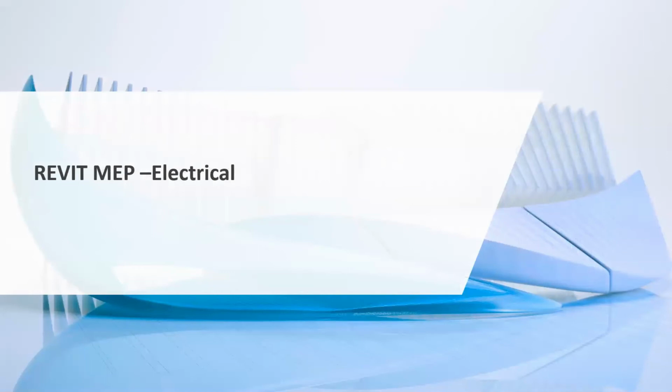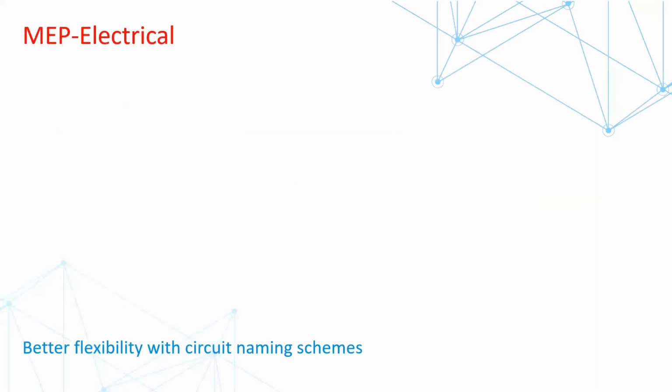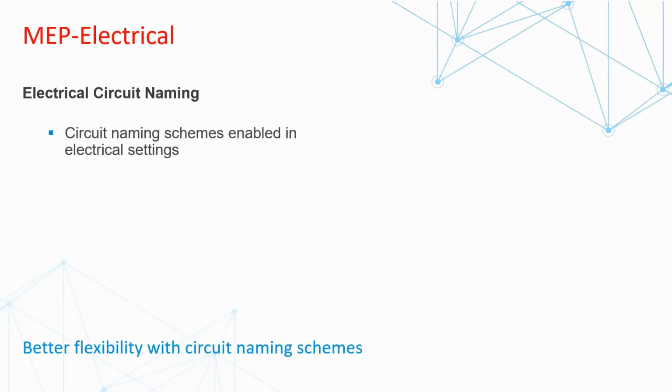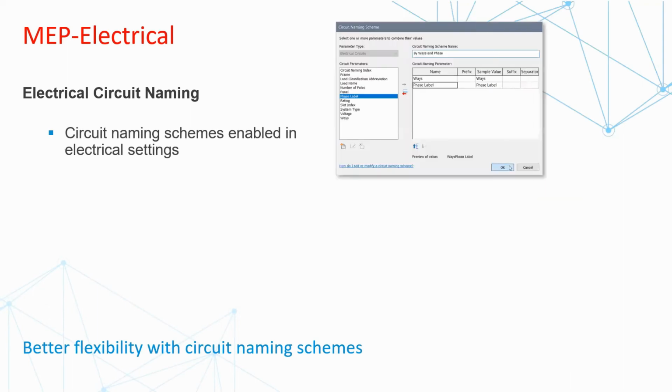So let's get to the main reason why everybody here is here, and this is for the Revit MEP electrical features. These are specific features for those who use the electrical items. Let's start with MEP electrical circuit naming. We have a circuit naming scheme that is enabled in the electrical settings. If you go to your settings, you can now create your own customized circuit name with the parameters available.